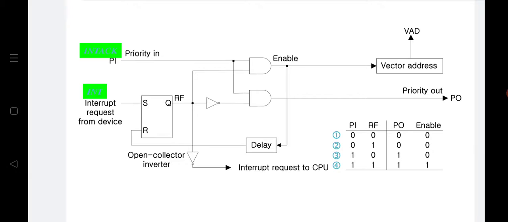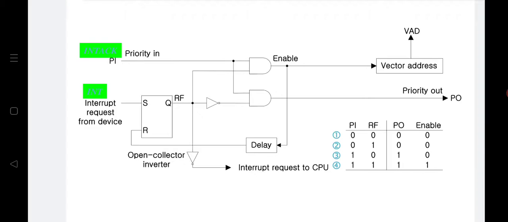Now if you see here, it's a small daisy chain diagram. How is it going to handle that interrupt request? You're going to have the priority interrupt in, and you're going to have the interrupt request from the device that is given to the SR flip-flop. From there you're going to get the output.